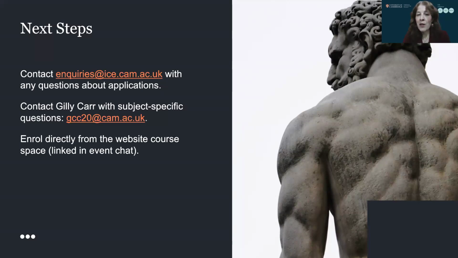But anyway, if you have any questions which are specific to the courses or your particular vision or dream for studying, you can contact me directly. And my email address is up there, gcc20@cam.ac.uk. And of course, you can enroll directly from the website. You don't have to enroll via one of these email addresses. It's a click of a button away.